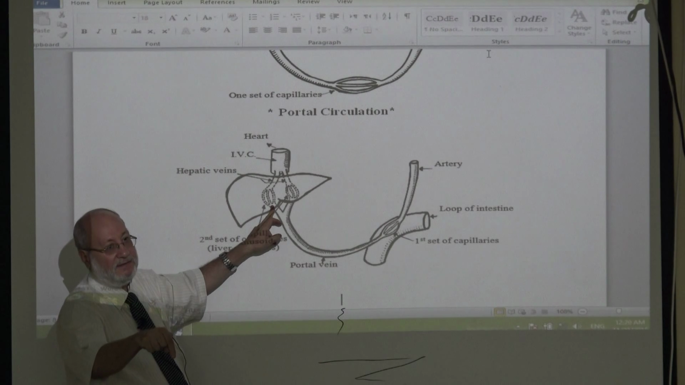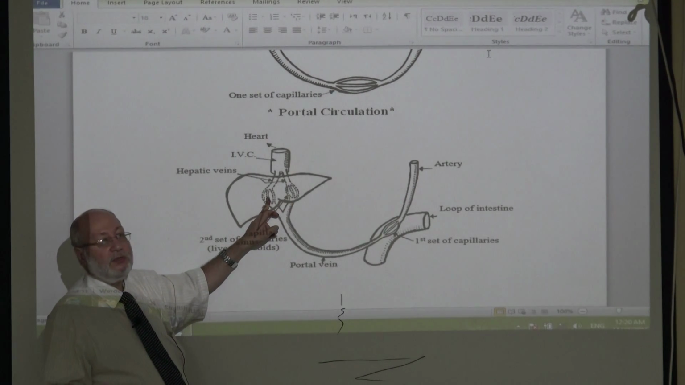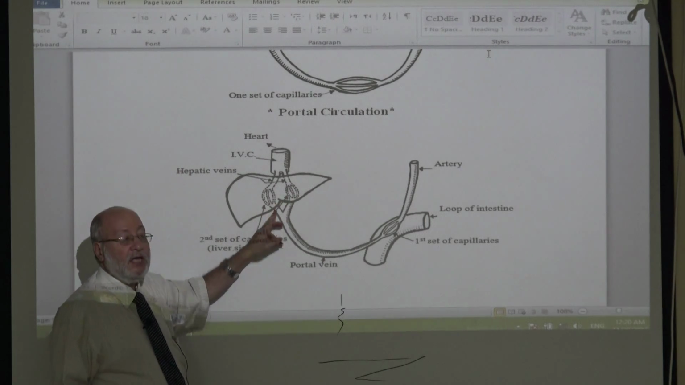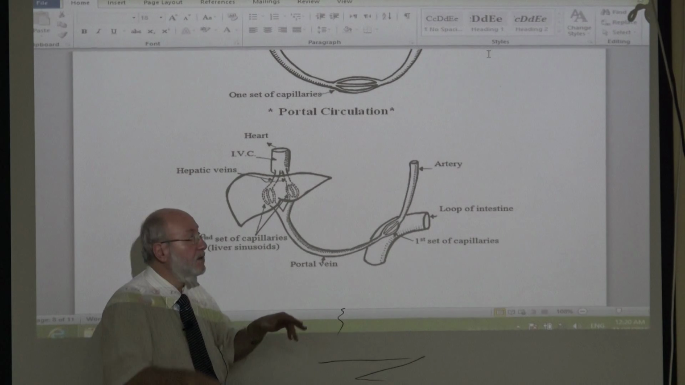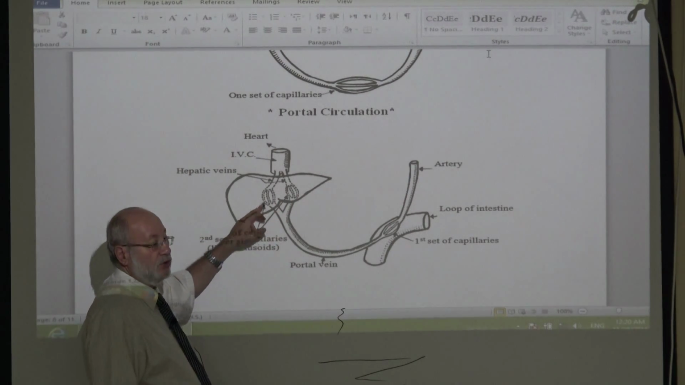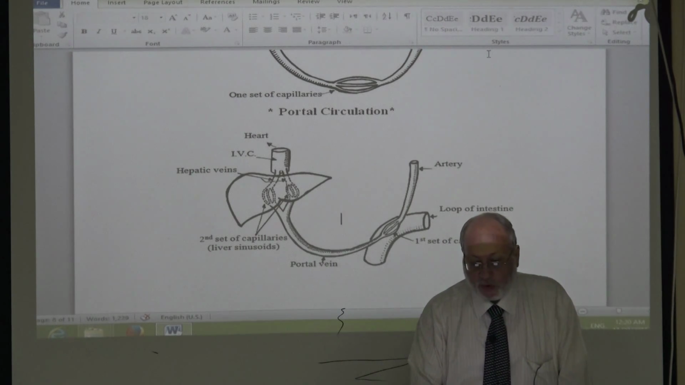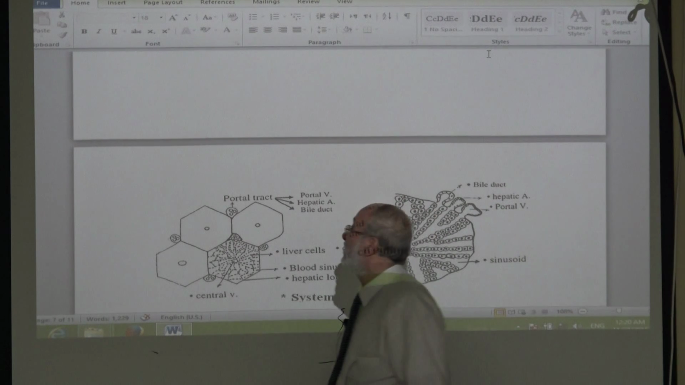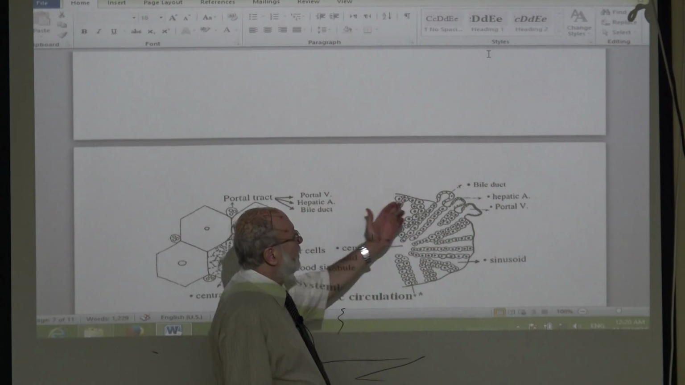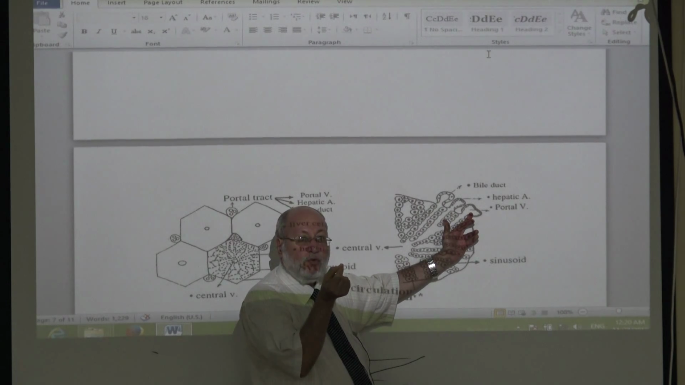divides again into a left branch and a right branch, and inside the liver each branch redivides to reach this microscopic level of circulation. This is the portal venule.